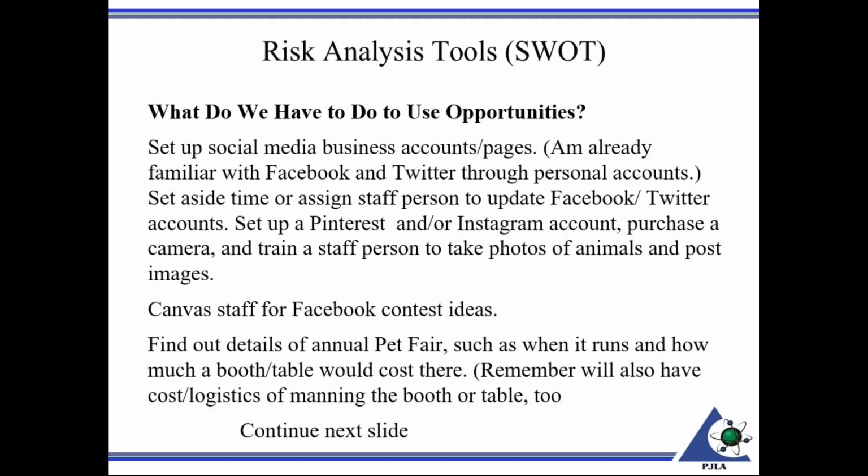What do we have to do with these opportunities? Well, with the wheels in motion here, set up social media business account pages. They're already familiar with Facebook and Twitter. Set aside time, assign staff persons to update Facebook and Twitter accounts, set up Pinterest and Instagram accounts, purchase a camera and train a staff person to take photos of animals and post images. Canvass staff for Facebook contest ideas. Find out details of annual pet fairs, such as when they run and how much a booth table would cost there.